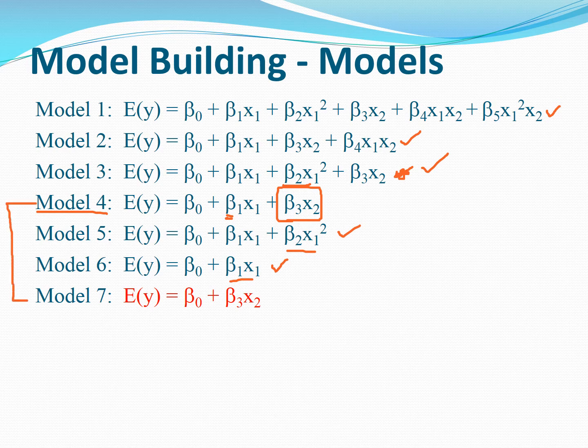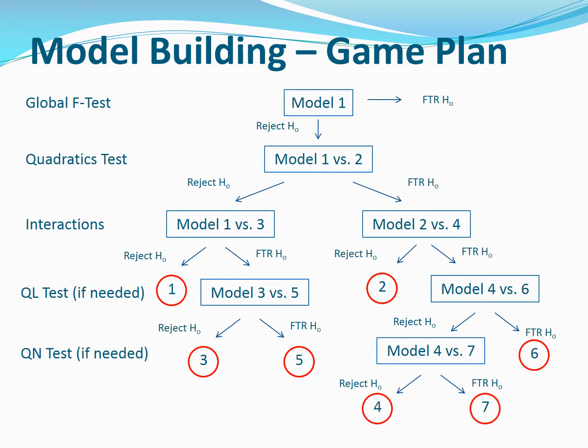and that's what leads us to our last possibility. And that's the model where we have the qualitative variable, but not the quantitative. And so we end up comparing 4 versus 7. If we reject, we go with the model that has both x1 and x2. If we fail to reject, we drop out the x1, and we end up with a model that just has x2. And so here's your pathway.